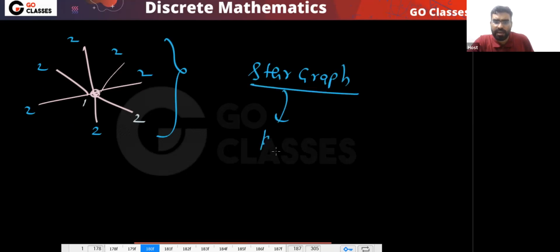Star graph is a K1,n. This is a bipartite graph. So for star graph, the chromatic number is always 2.